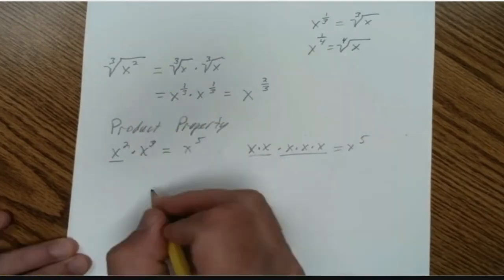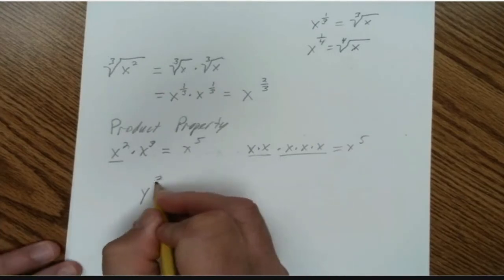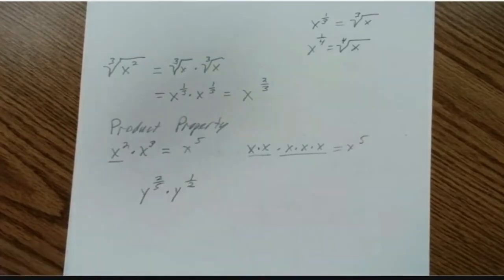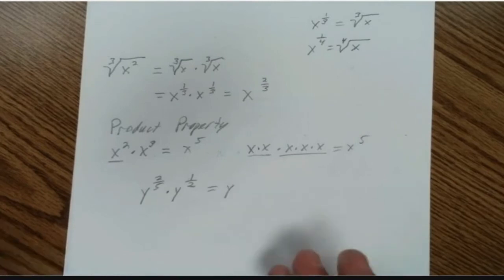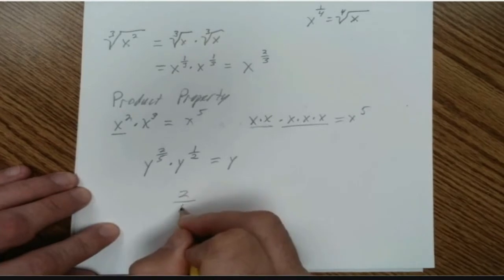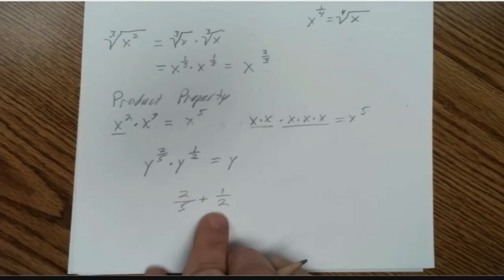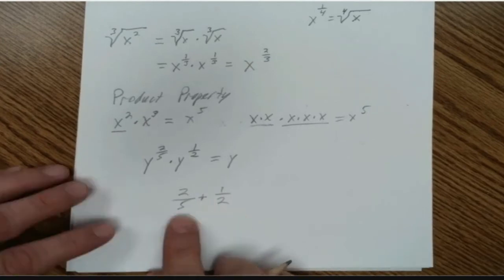Maybe we've got, let me use y. So I've got y to the 2/5, and I'm multiplying it times y to the 1/2. Now our product property says we add those together. So it's y to the what? Oh, adding fractions, 2/5 plus 1/2. We can only add fractions when they have the same denominator. We can't add a fifth to a half or 2/5 to a half. We can't do that. These have to be the same.